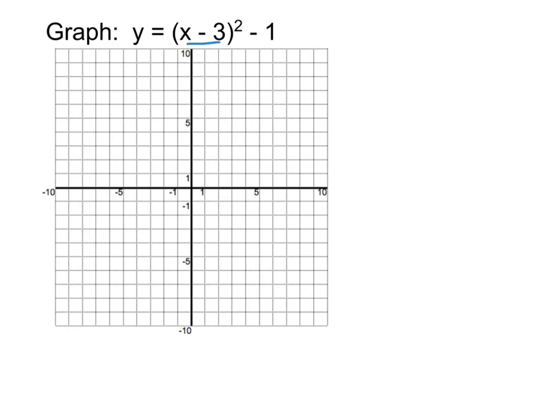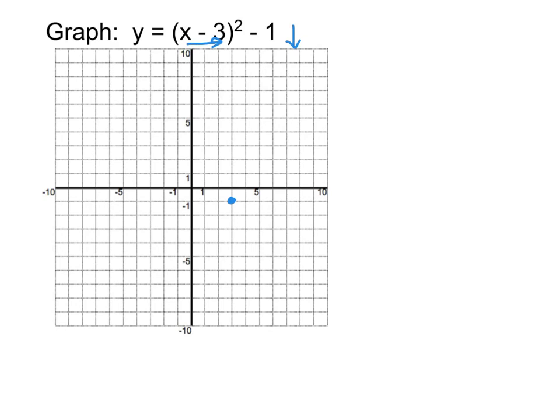Well, the number inside with x, remember, moves it in the x direction. Minus moves it to the right. Okay? The minus 1 is hanging on the end. Anytime it's hanging on the end, that's up and down. Minus there goes down. And so we're going to go right 3, down 1 to get to our first point.